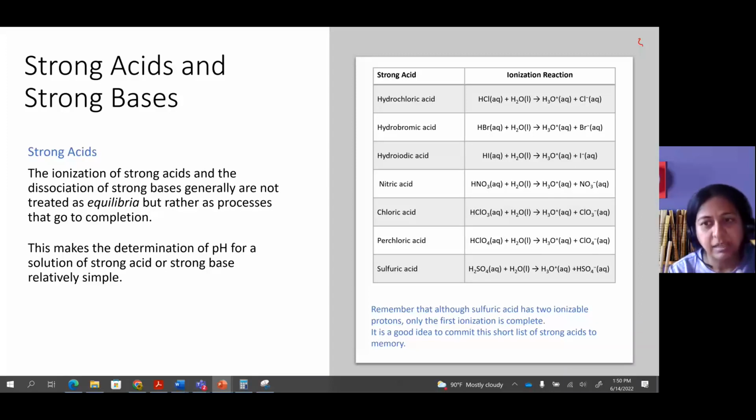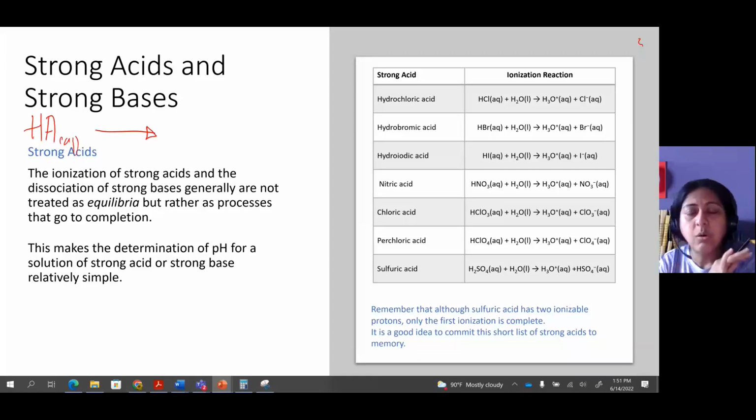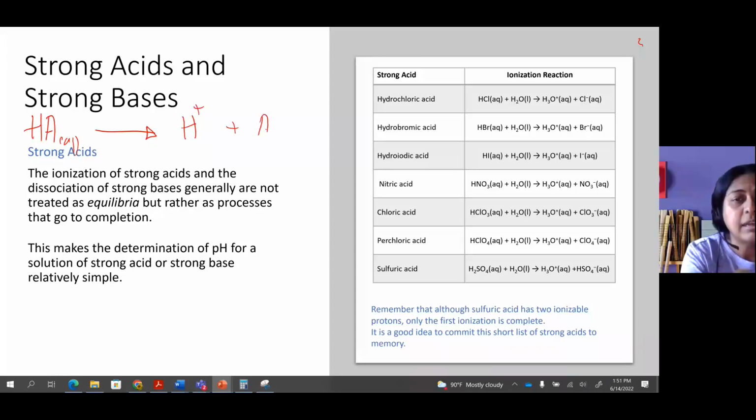and the conjugate acid. As an example, if this is a strong acid, we draw only this type of arrow because it is not in equilibrium. It completely goes all the way to its products, H plus and A minus. So that is the difference between strong acids, strong bases and weak acids and weak bases.